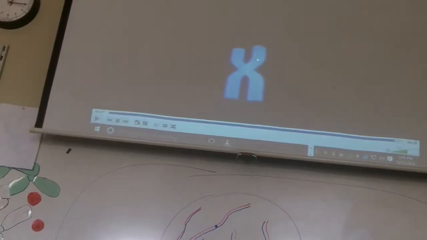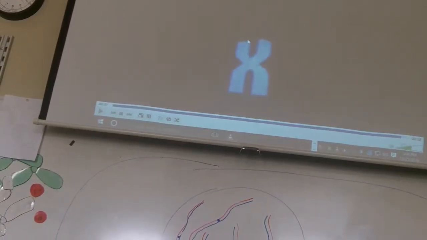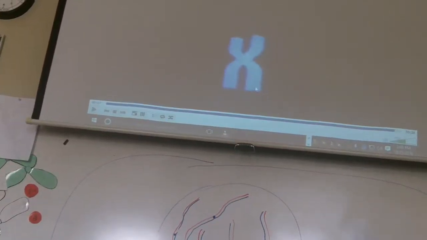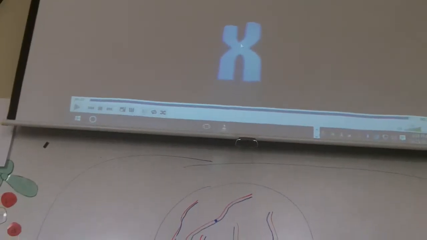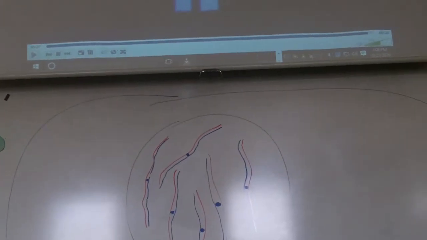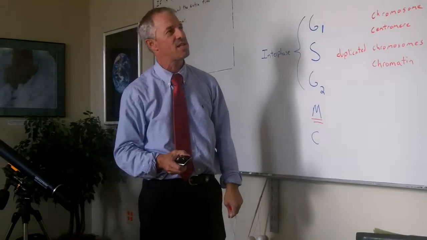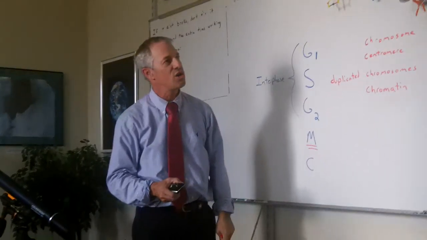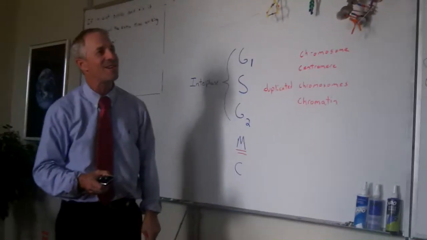And so it's shaped like an X. Why is it shaped like an X? It's because it has two pieces to it. It has the original piece and then it has the copy, and they're connected together in the middle. How are they connected in the middle? By the centromere. The centromere is where they're connected in the middle. Those are the two pieces of DNA laying across one another, and they're all wound up.